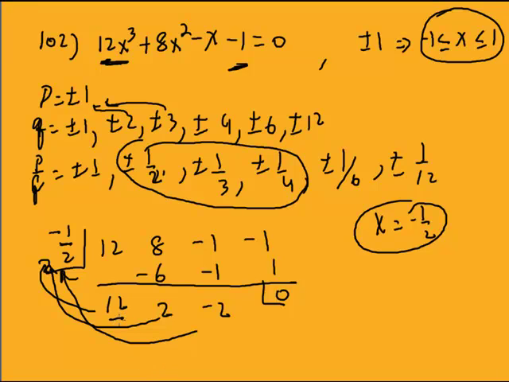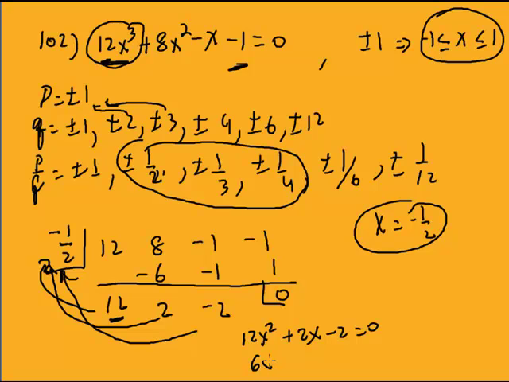So what's left is, they start out with x to the third power, so what I have now is 12x to the second power plus 2x minus 2 is equal to 0. That's what I have left. But this is a quadratic, so it's not that hard. We're going to, first of all, reduce, divide everything by 2.